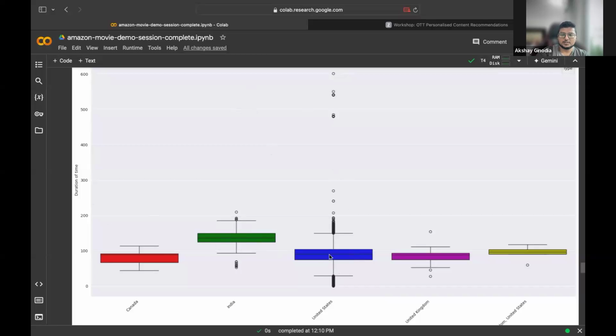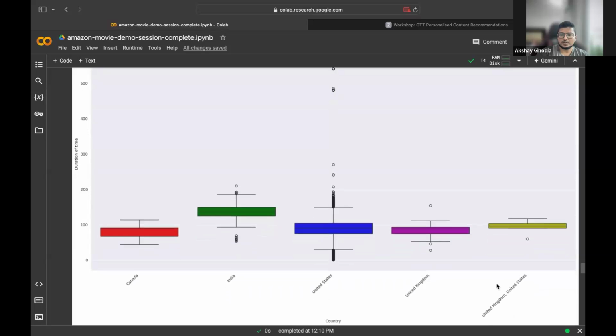But the United States on average is on the lower side, and it also has lower outliers, like 0-minute movies, so there's some test data. Here we have some combined entries, like United Kingdom, United States. But Canada and United Kingdom have a lower range, and they also do not have crazy outliers.